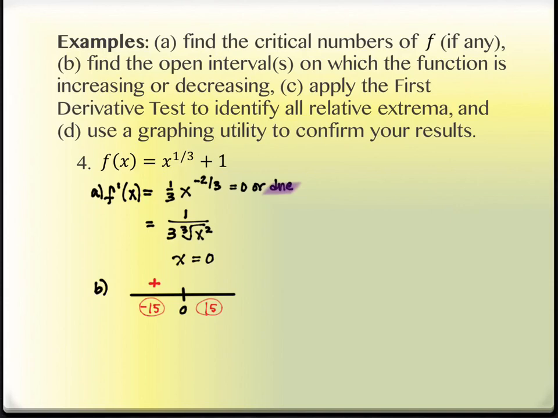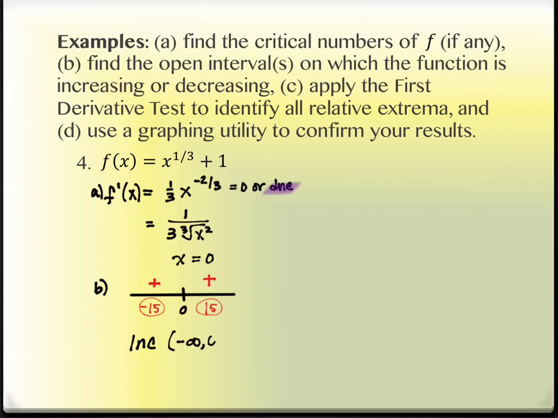How about positive 15? Same thing. So that's interesting, right? We have not had that happen before. And it does happen sometimes. The sign didn't change. We can still identify the pieces. Where is this increasing? Everywhere except 0. So we have to identify that.